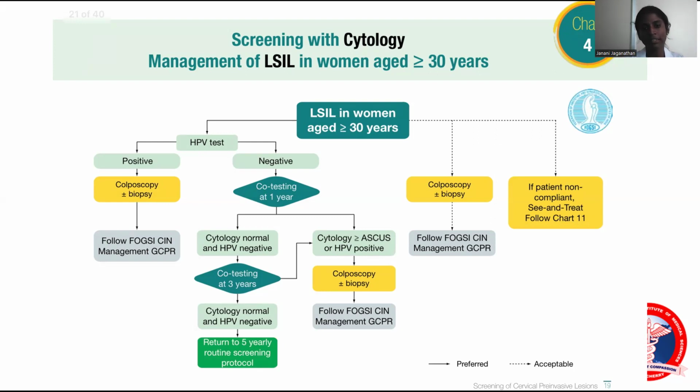If co-testing at 1 year shows cytology more than or equal to ASCUS or HPV positive, we have to do colposcopy-directed biopsy and follow the management according to guidelines. Or else we can directly go for colposcopy biopsy rather than doing HPV DNA testing. If the patient is non-compliant, if the patient is not willing to follow or not able to come for regular follow-up, we have to see and treat the patient at that point of time, at the point of diagnosis itself.